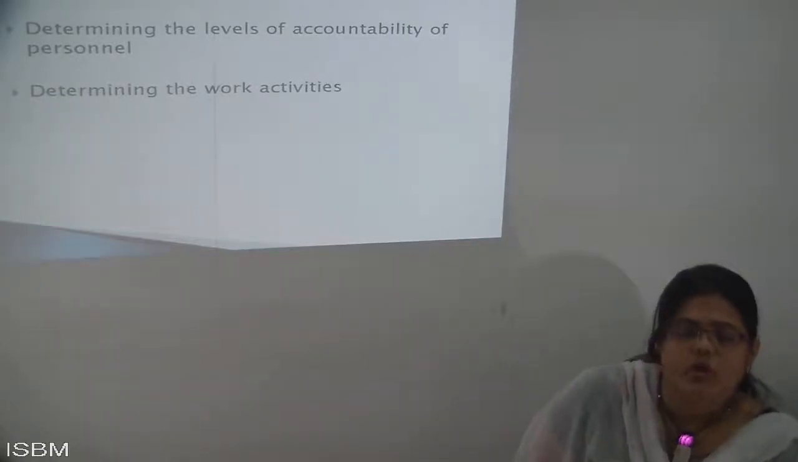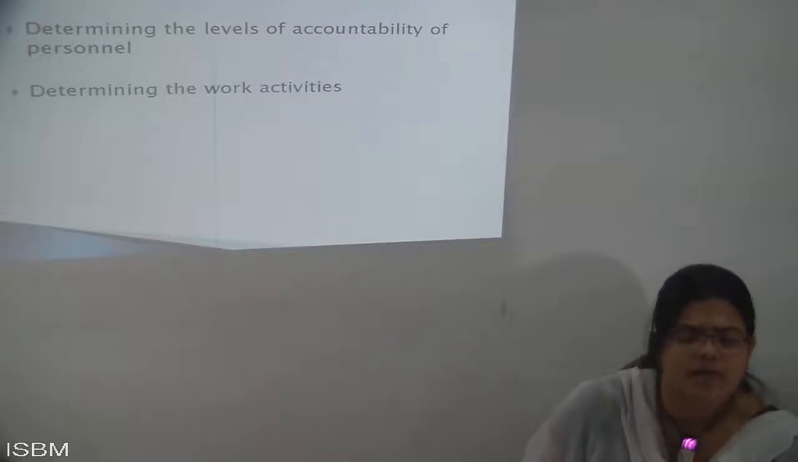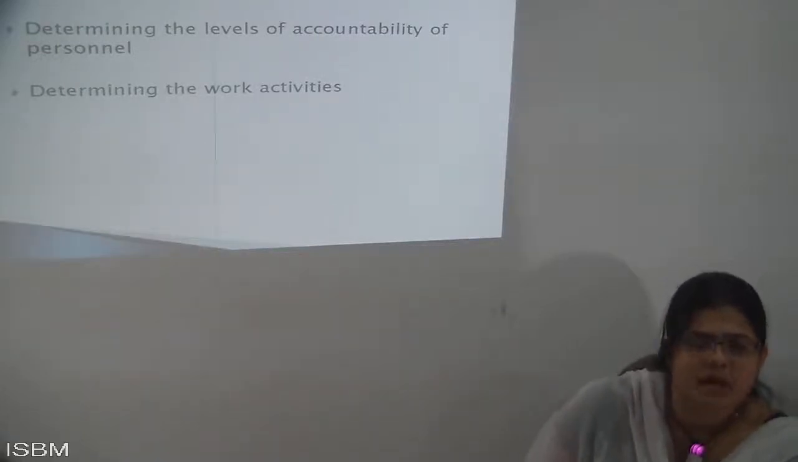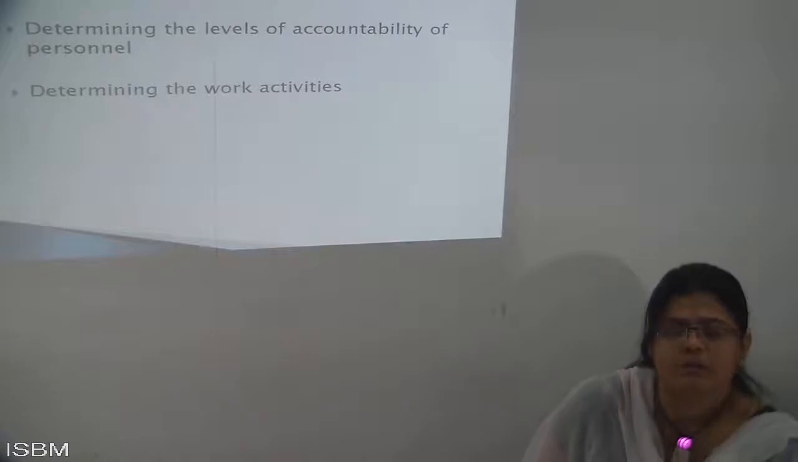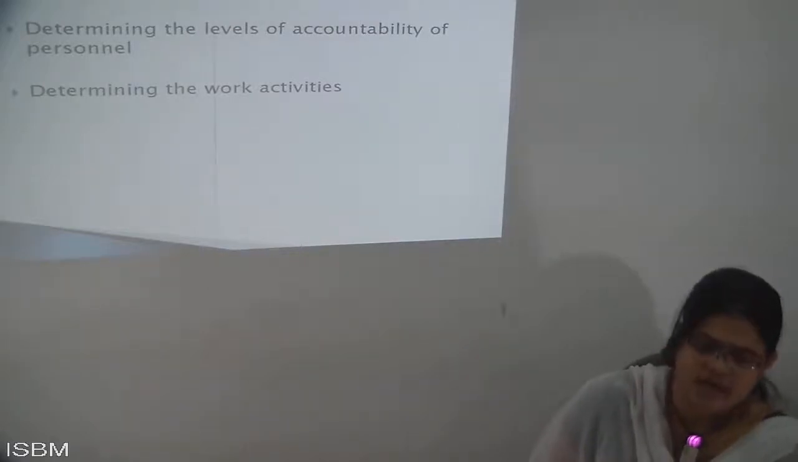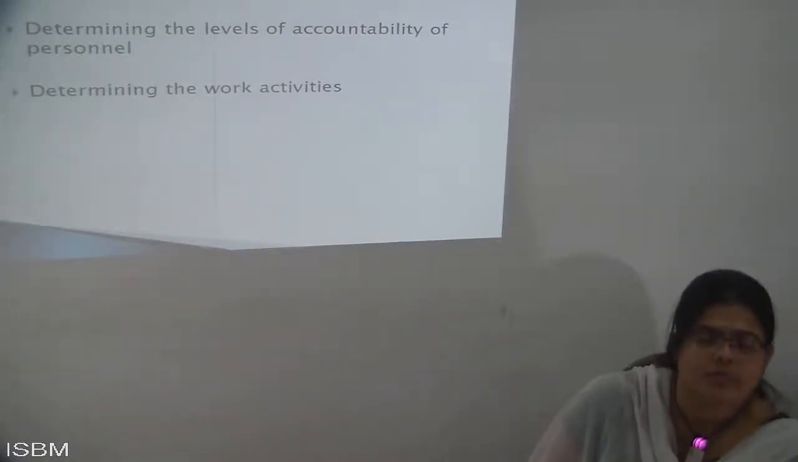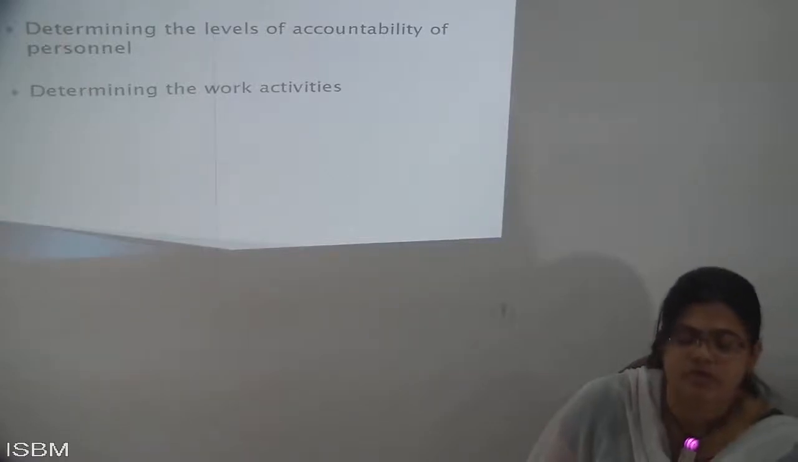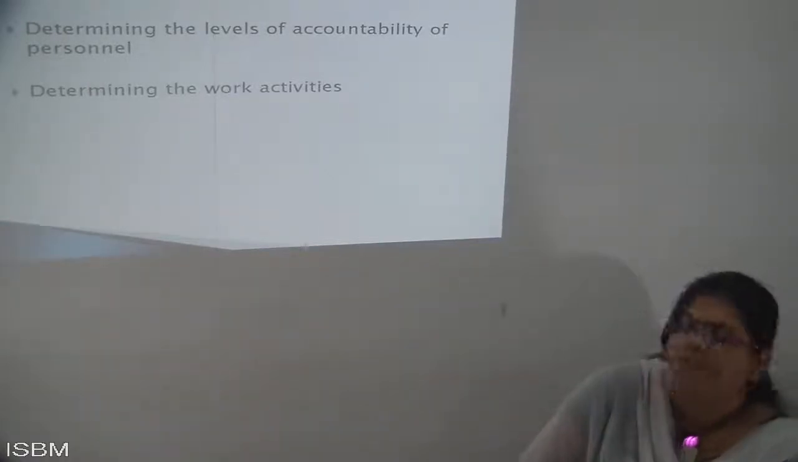Like, you should know personally how to complete that work within a certain period of time, how much time it will take, and what the level is when you're preparing the chart. Last, it determines the work activity.